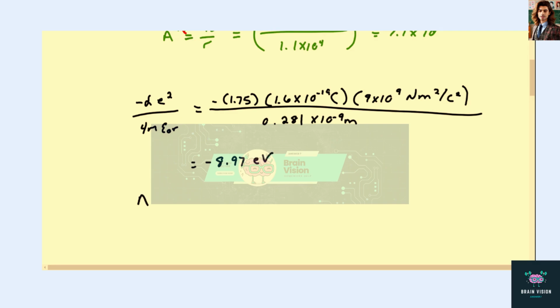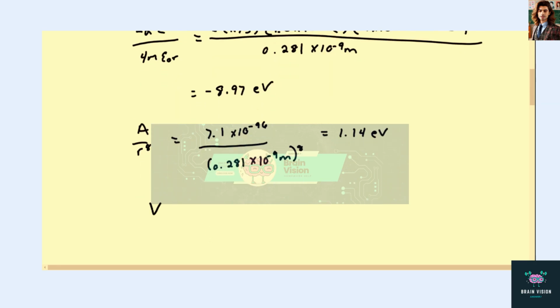And now let's do the other side, which is just a over r to the 8th. We have 7.1 times 10 to the negative 96, over 0.281 times 10 to the negative 9 meters to the 8th, and we get 1.14 eV. And so now we have the potential energy, and that is just going to be negative 8.97 plus 1.14, and of course we have the eV outside, and we get negative 7.83 eV.